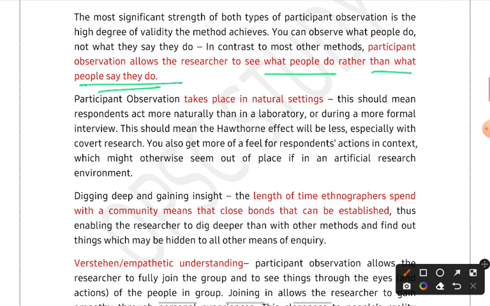Then second, it takes place in a natural setting. You are in the subject's environment in order to study that, right? So it is basically the natural setting of that particular subject, and then the researcher tries to study that subject. So obviously it will give first-hand information, or first-hand data, of that particular institution.